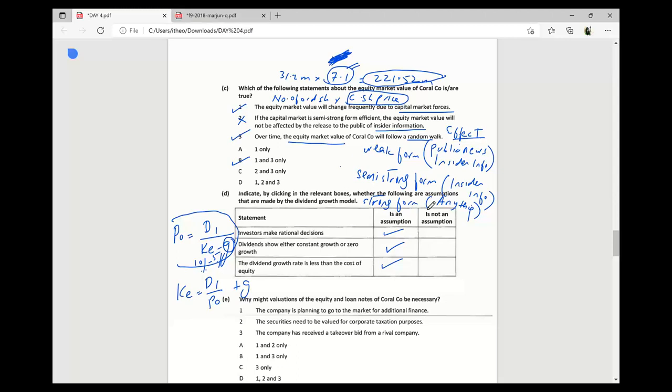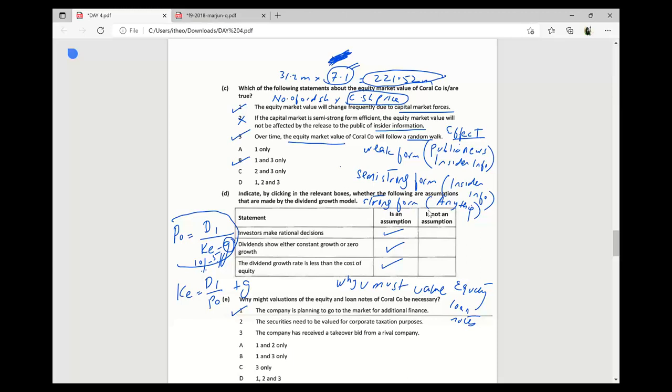Last MCQ, why might valuations be needed for equity and loan notes? In short, it is asking why you must value your shares or loan notes. The company is planning to go to the market for additional finance. Yes, if you want to raise additional finance, people ask you, what is your value? So due to this, it might be necessary to find the value, because you want additional finance.